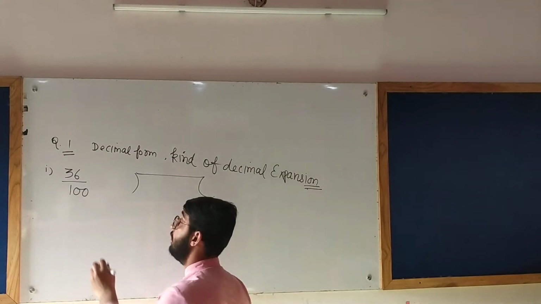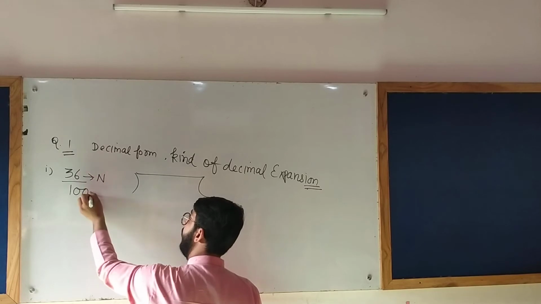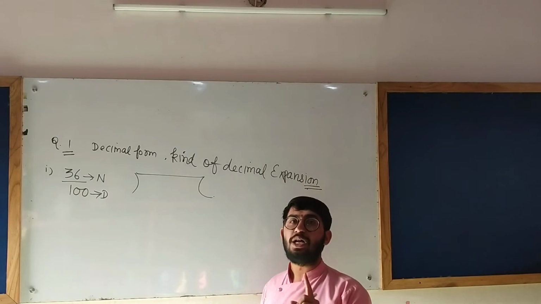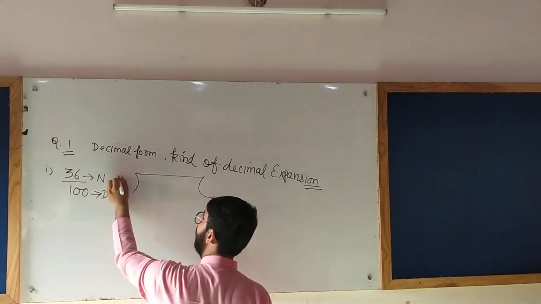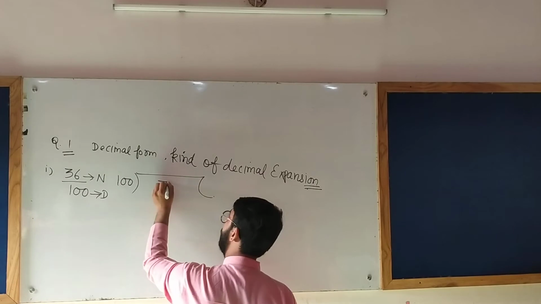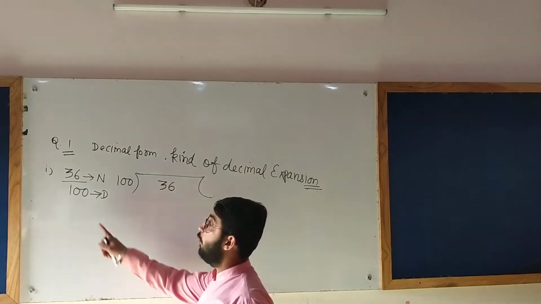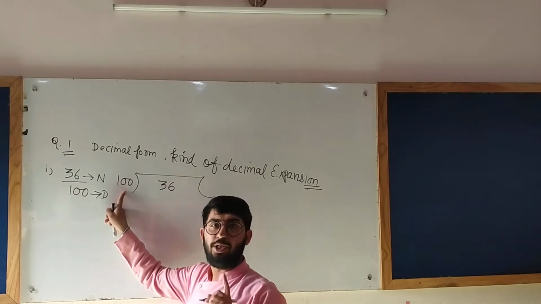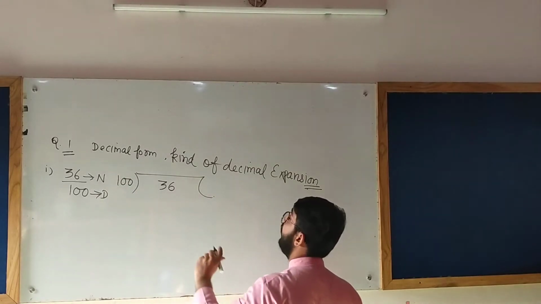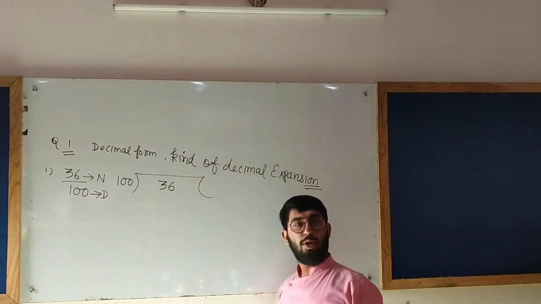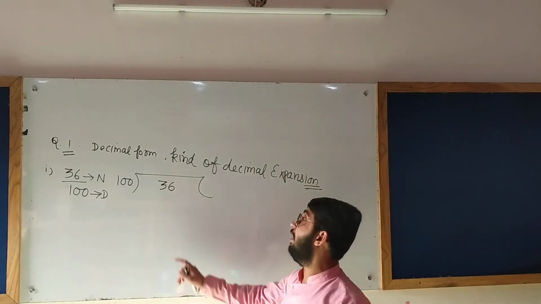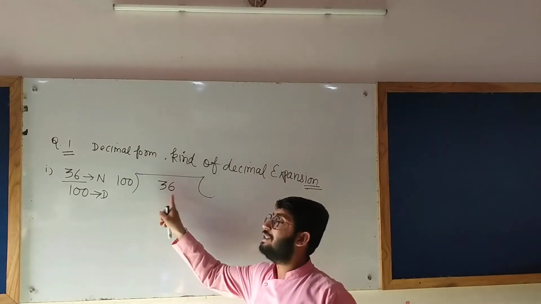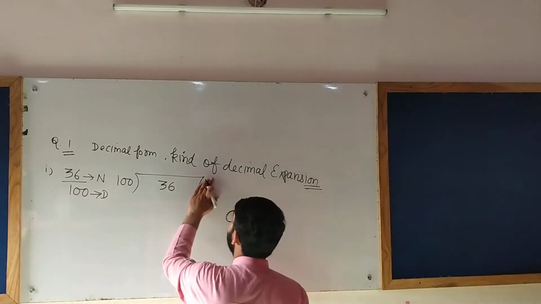Keep one thing in your mind. 36 here represents the numerator and 100 represents the denominator, and the denominator always comes outside when performing the division. So 100 comes outside and 36 goes inside. We know very well that 36 is smaller than 100, so in the table of 100, 36 doesn't come. What will we have to do?